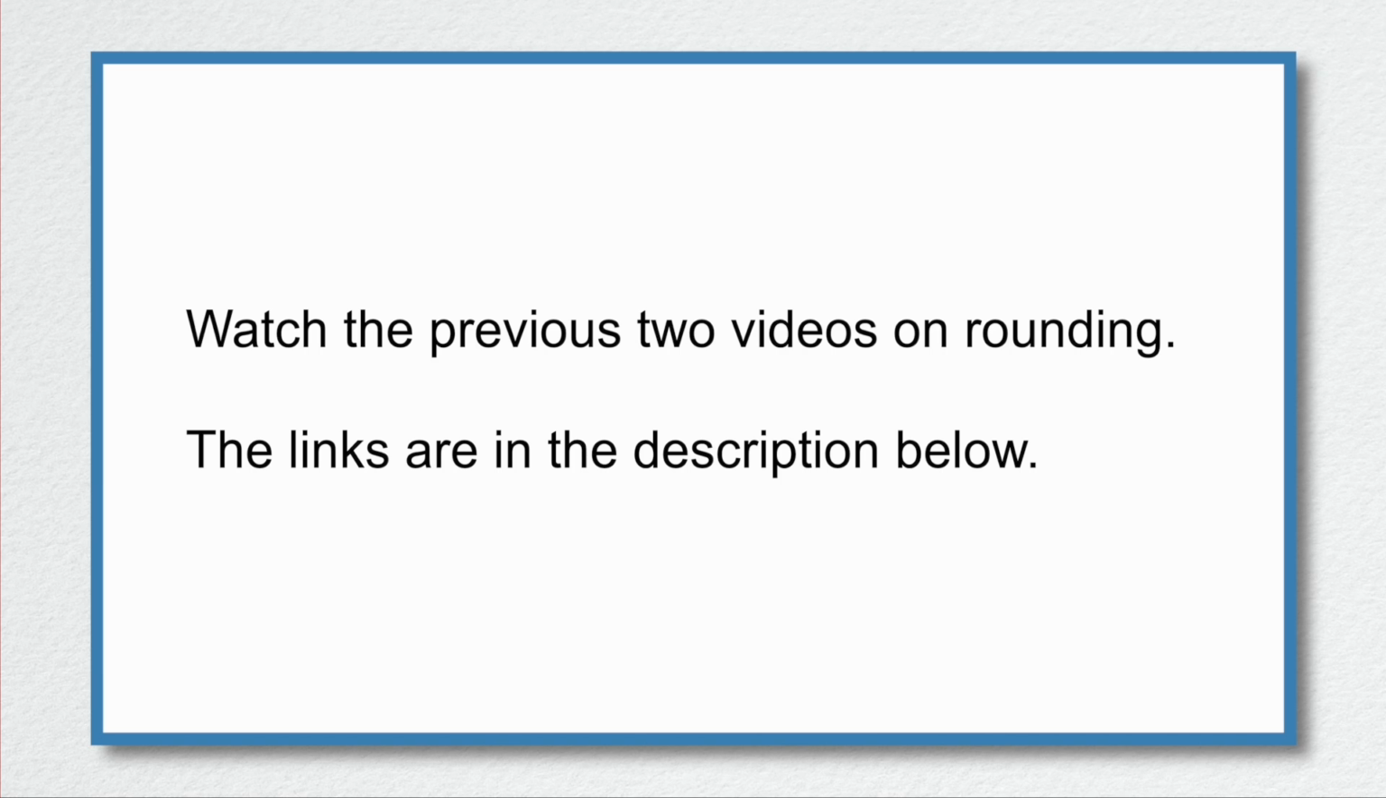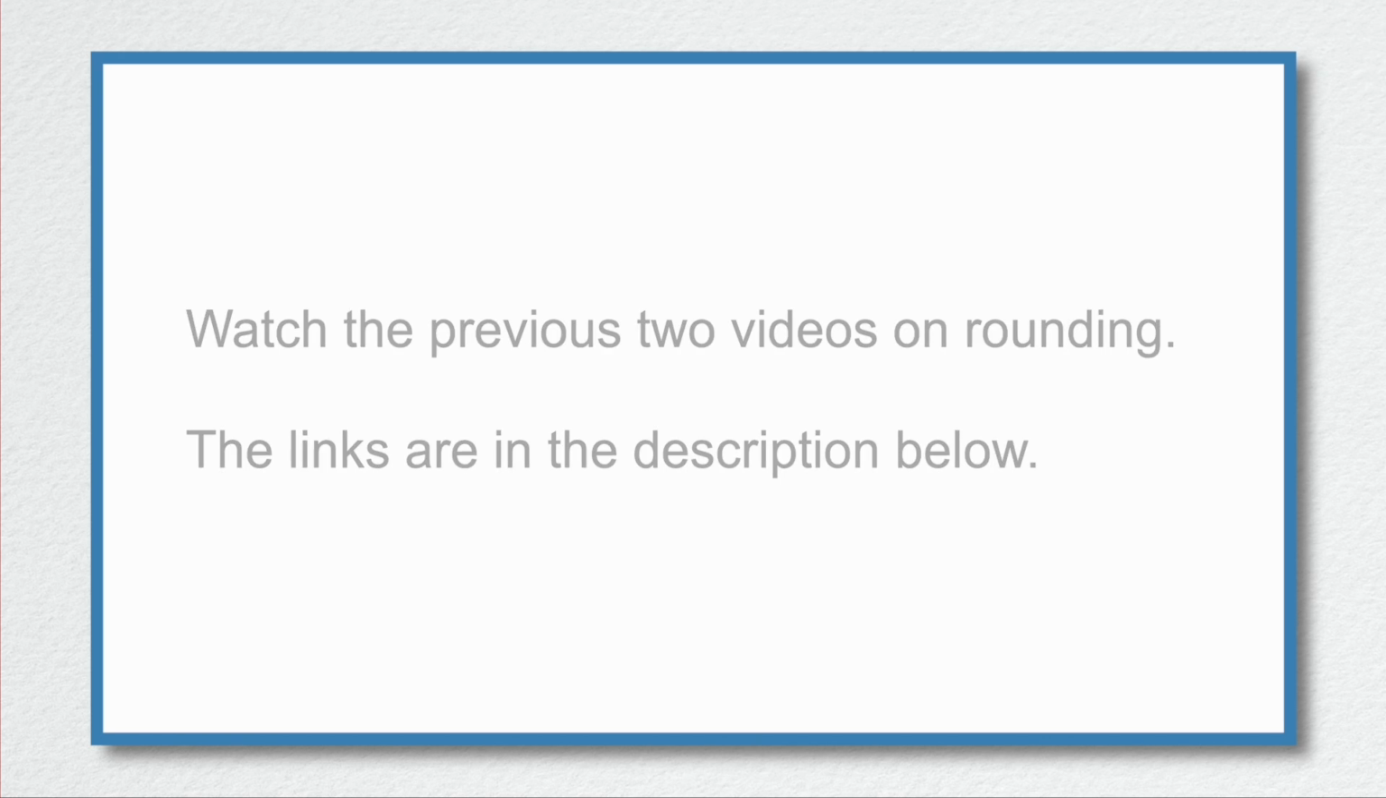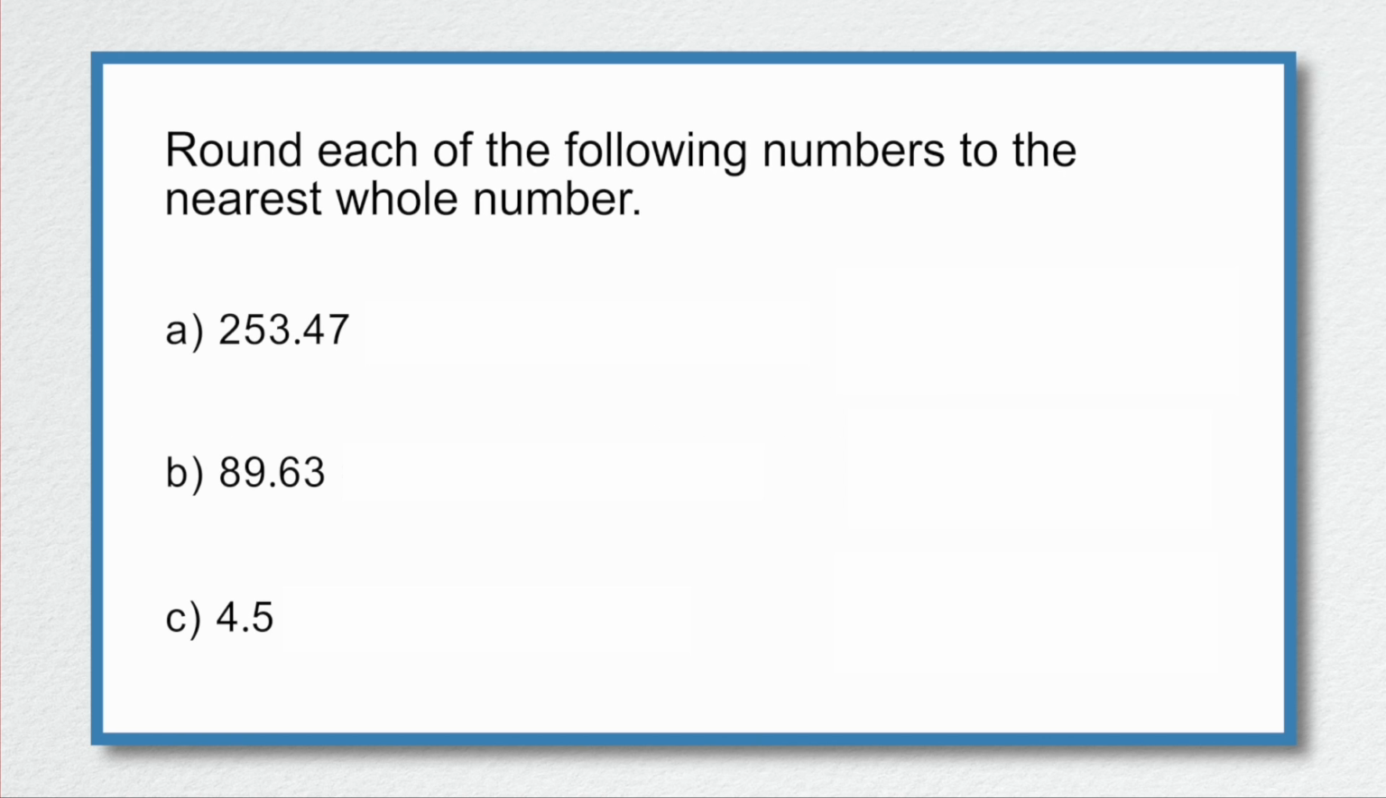Let's deal with rounding to the nearest whole number. This means we are rounding to the nearest unit. Here are three questions to try. Round each of the following numbers to the nearest whole number. So we have 253.47, 89.63, and 4.5. Notice that all these numbers are decimal numbers.